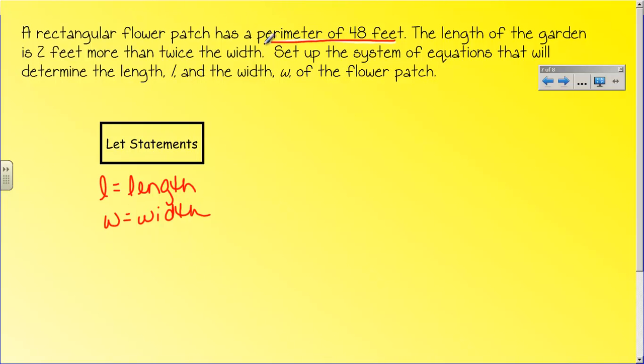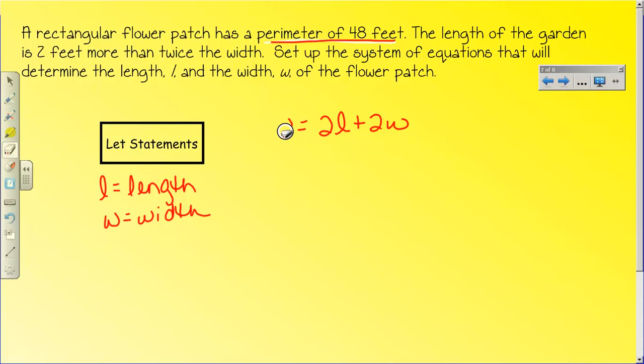Let's start with the fact that they told us the perimeter. When you want to find the perimeter of a rectangle, the formula looks like this. Perimeter equals 2 times the length plus 2 times the width. You have seen that before. But they also tell me that the perimeter is 48 feet. So instead of putting the P, I'm going to replace that with the 48. So that's going to be my first equation. This is the perimeter equation for a rectangle.